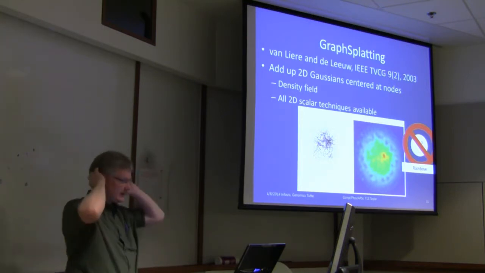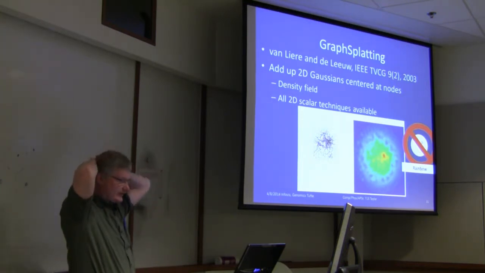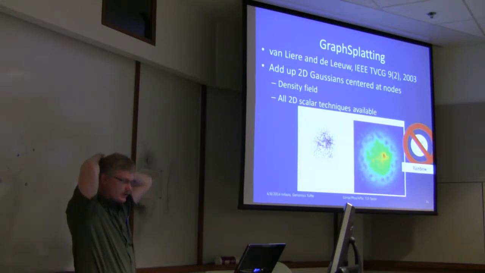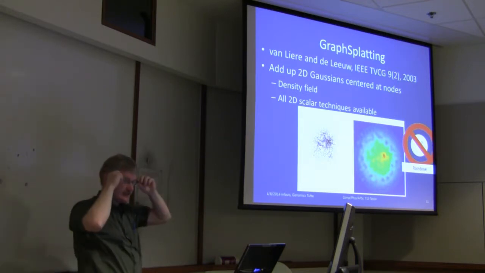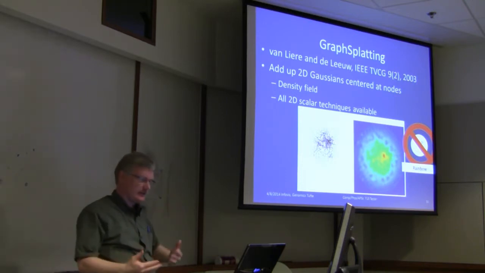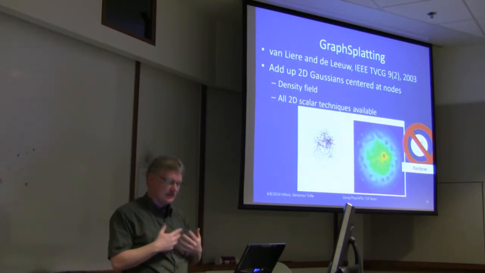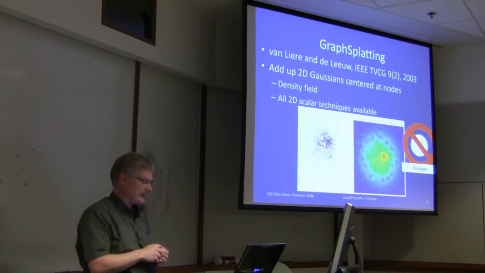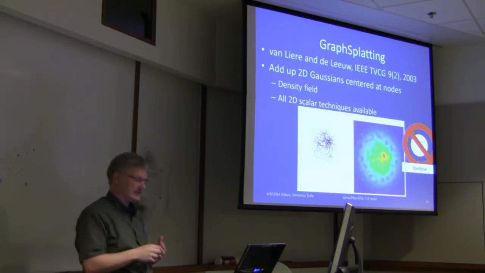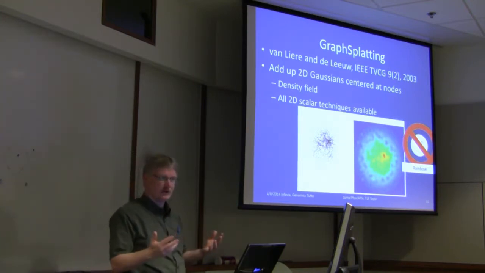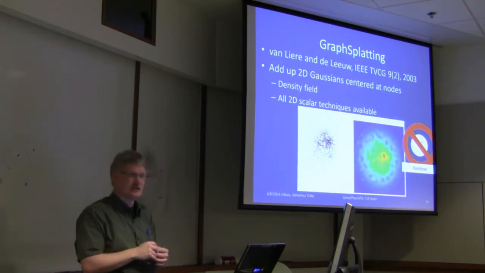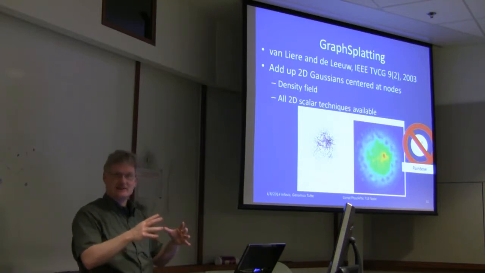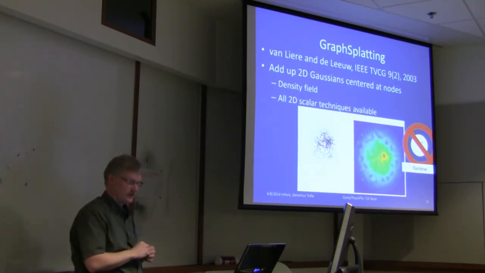So graph splitting, basically we're leaving our foray for visualization and graphs with this graph splitting approach. This is very similar to the H-blob technique or the ThemeView techniques. It looks at the density of nodes in the graph, and a 2D Gaussian is splattered onto a regular grid, resulting in a 2D density field, and then you apply your favorite 2D scalar field visualization technique to that density field to understand what's going on with the graph.